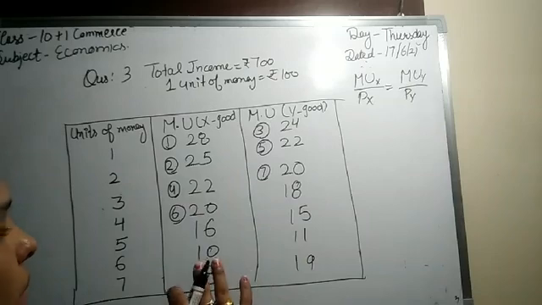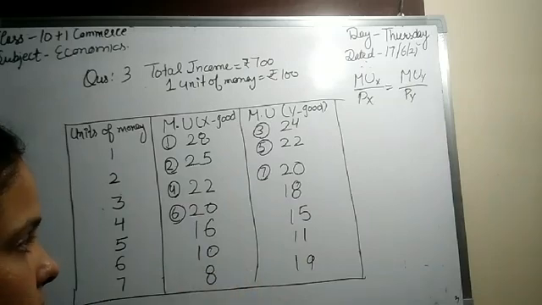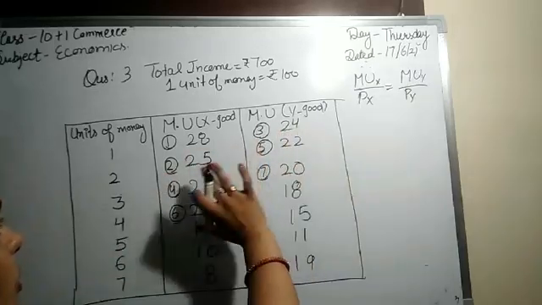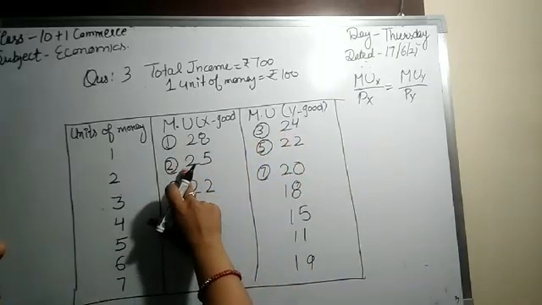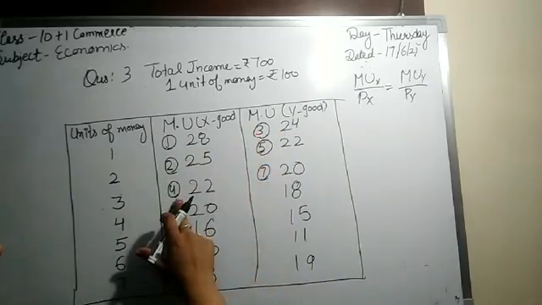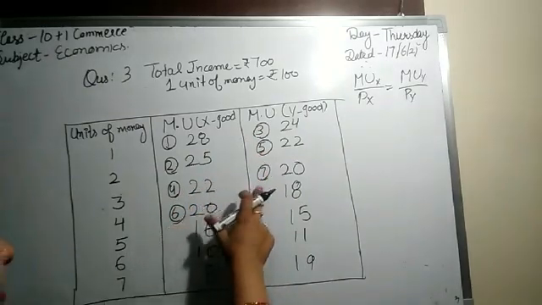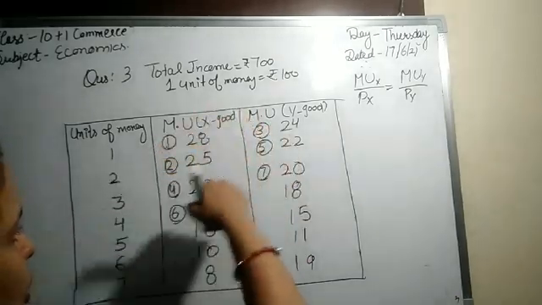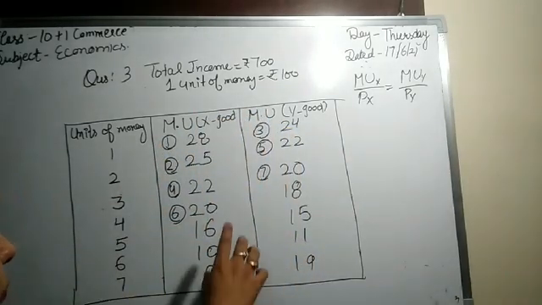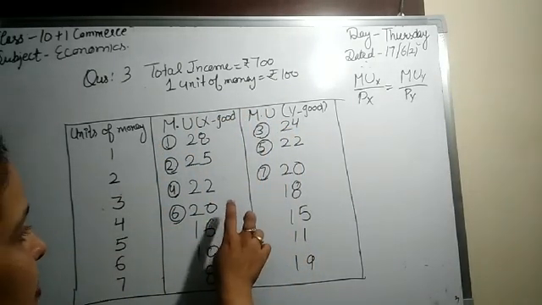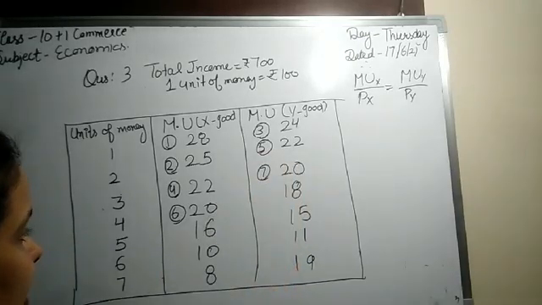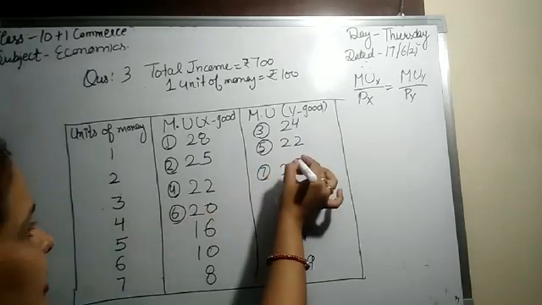Okay, so now I have nothing in my hand. The total income is spent on these goods: 100, 200, 300, 400, 500, 600 and 700. So all units of money are spent, meaning I am spending the whole money on these units. Now I found the situation in which the marginal utility of X good is equal to the marginal utility of Y good.